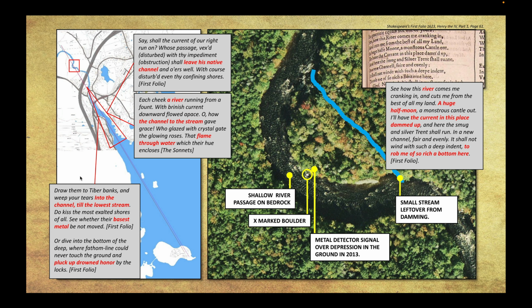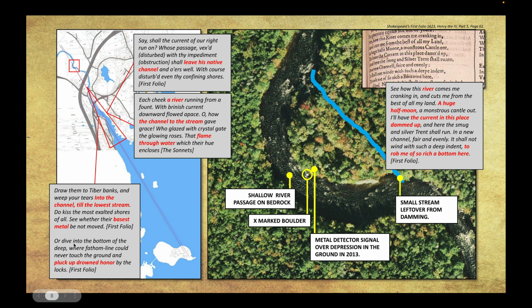Here we have another one. This is from the First Folio. Draw them to Tiber banks and weep your tears into the channel, into the channel, the lower stream. Do kiss the most exalted shores of all. See whether the basest metal be not moved. What is the exalted shores of all? Maybe this shore here, because here's where the rock is. The Exo boulder. Who knows?